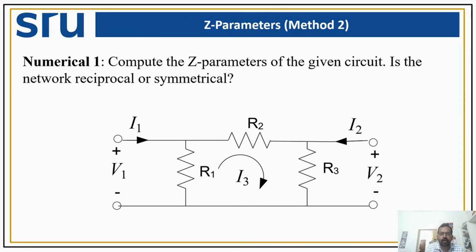Now let us solve the same numerical using method 2. That is, we are again computing the Z parameters for the same circuit and we are identifying whether the circuit is reciprocal or not. However, rather than using our mesh analysis, now we try to make use of another network reduction technique, that is, by making use of our star to delta conversion.